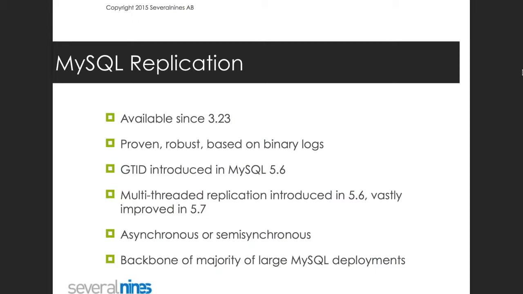It has been vastly improved in 5.7, where an additional new way of parallelizing this write has been added. I'm talking about logical clock type of parallelization. And right now, using 5.7, even those who use a single schema or who are writing mainly to one single schema still can benefit to some extent from the multi-threaded replication.